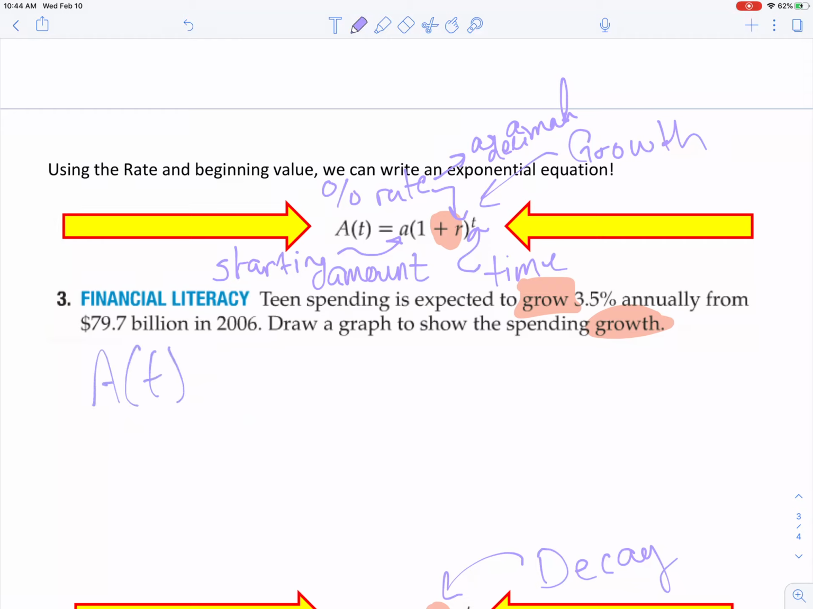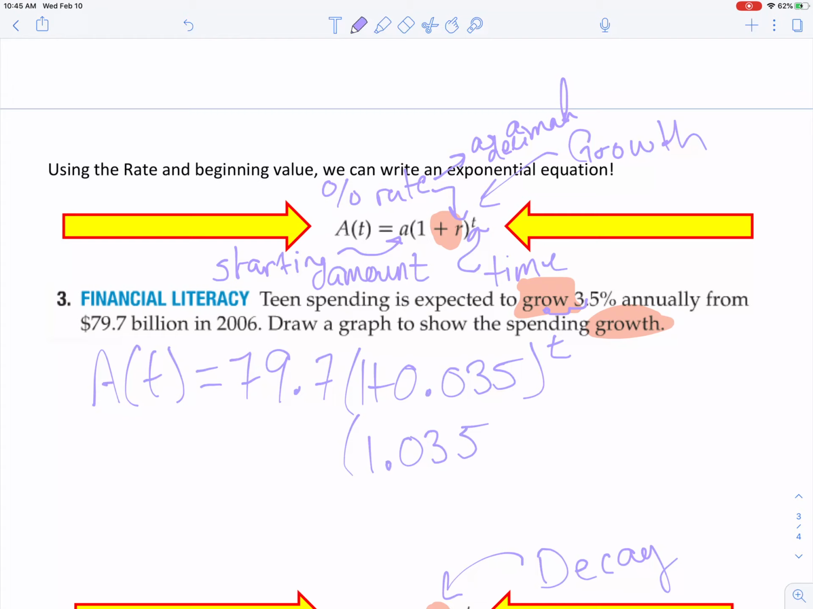The amount after time, okay, a of t, the starting value is 79.7 billion, of course. Parentheses 1 plus, the rate is 3.5%, so as a decimal, move the decimal point over 2 places, and you have 0.035. Close parentheses, then your t. You do want to simplify the parentheses, which the good news is, especially on the addition, it's pretty straightforward. Look at that.